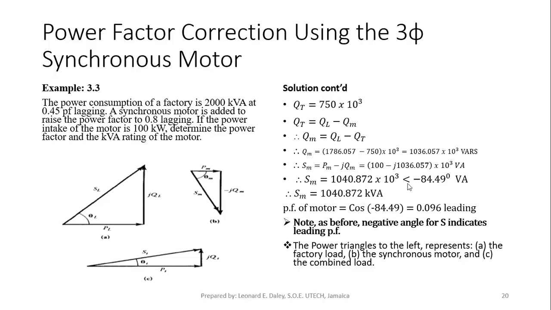And the power factor now will be the cosine of this angle, right? And since it is negative, we know that it is a leading power factor. So the motor is operating at 0.096 PF leading. All right. And these diagrams are just to explain: this is for the factory, A for the factory, B for the synchronous motor, and this is for the combined load.